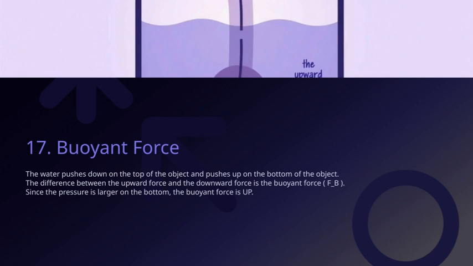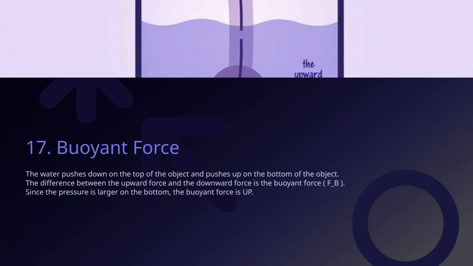Now, because the pressure of water is greater at the bottom of the object than at the top, the upward force ends up being larger than the downward force. This means the buoyant force is directed upward. Understanding this difference is crucial because it explains why objects float or sink in water.